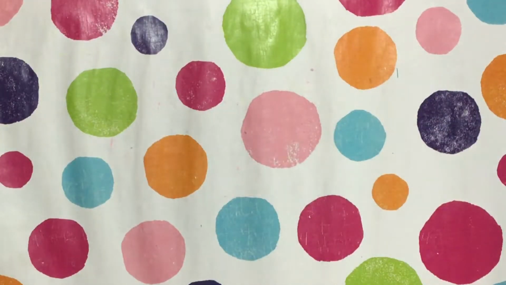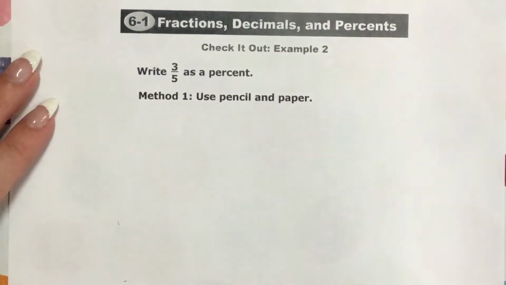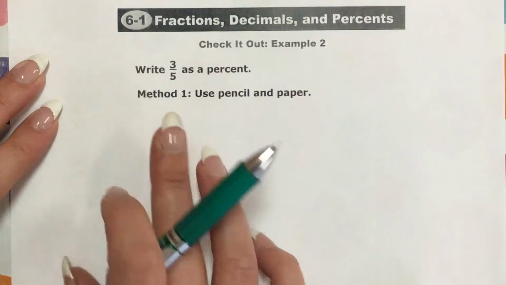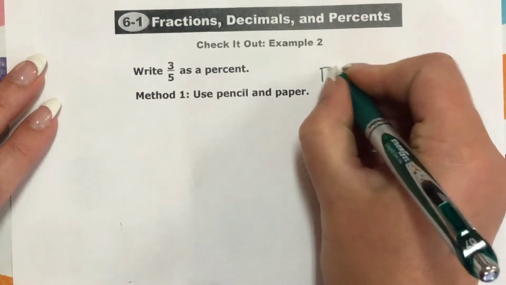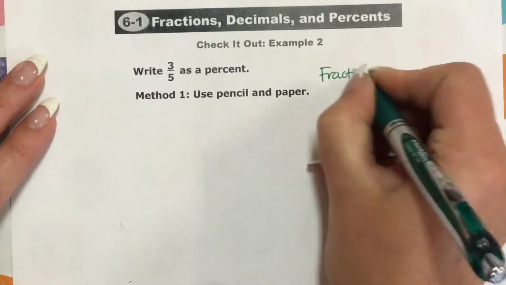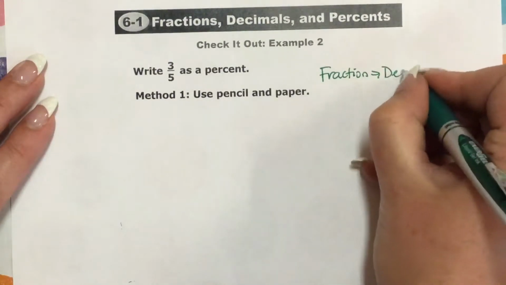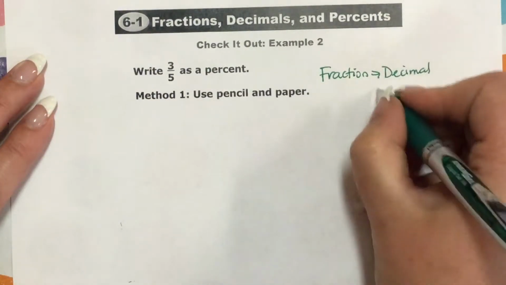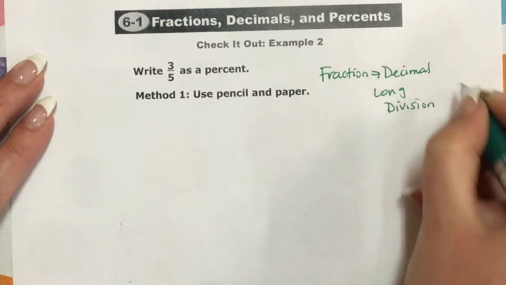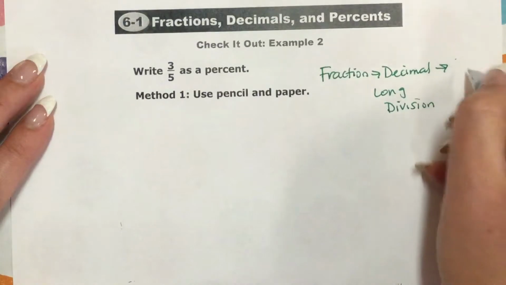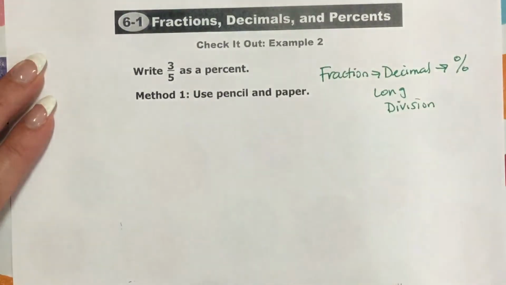Okay. So let's go ahead and I want you to try this out. Check it out. We have 3/5. So for this particular way, I want you to take this fraction and you're going to convert it to a decimal using long division. And then once you have it in a decimal, you're going to convert it to a percentage.